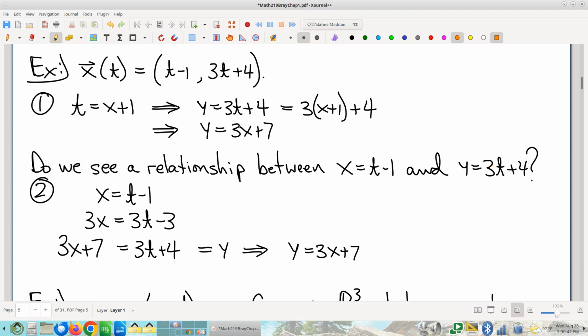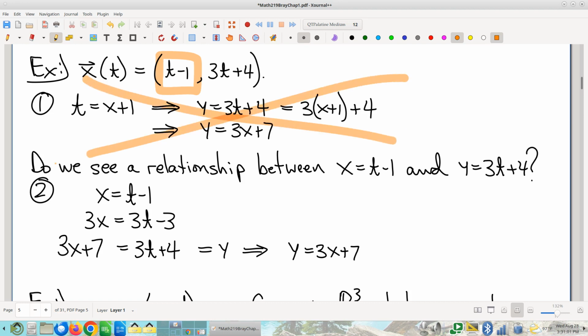So let's suppose that this example had been different. Let's suppose that this right here wasn't easy to solve for t. What if that were a cubic polynomial in t? Then I can't solve for t. And if I can't solve for t, then this whole method is useless. You know what I mean?